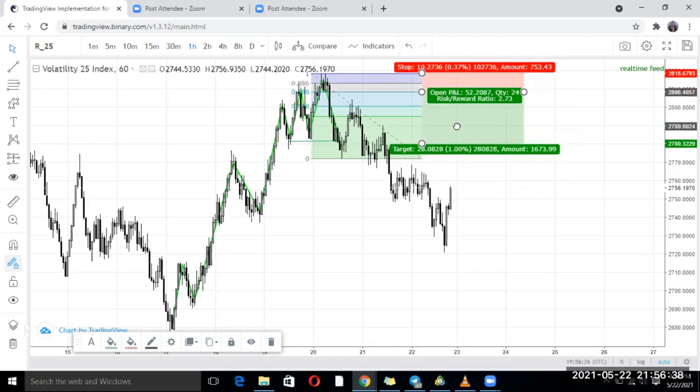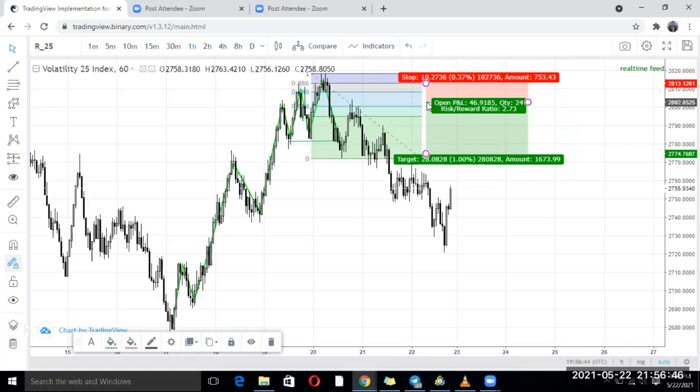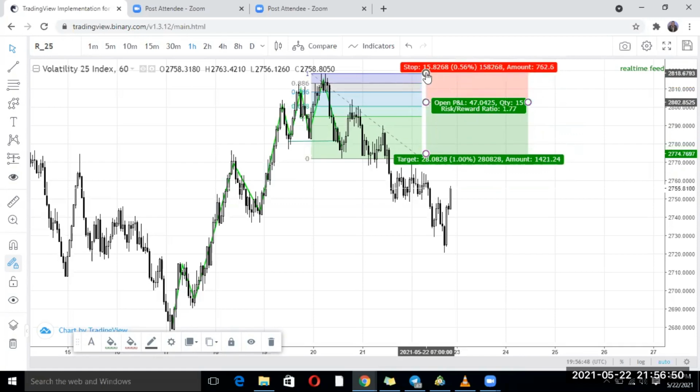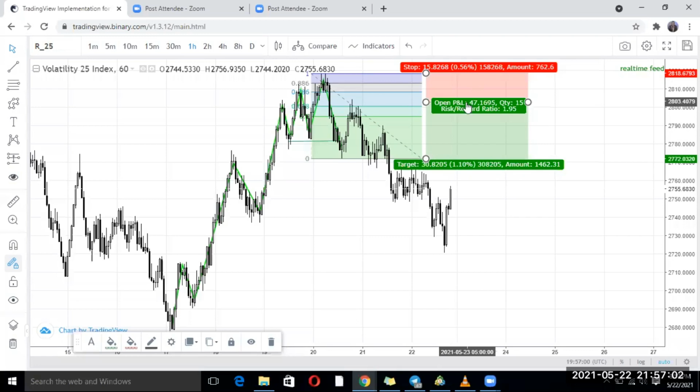My stop loss would be at the low created, right? So imagine I entered at this point. If I entered at this point, my first take profit would be, like I said, at the low here. Yes, at the low here. You can see the risk to reward is 1.95, which is almost 2.